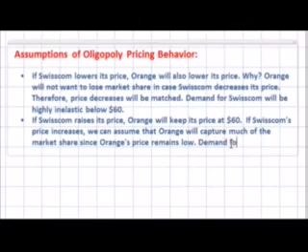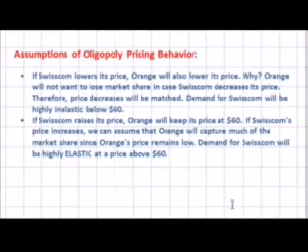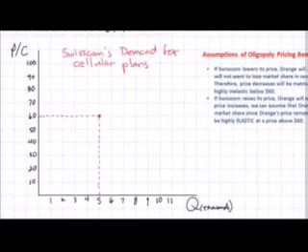So we can say the demand for Swisscom will be highly elastic at a price above $60. By elastic, we mean that a particular percentage increase in price above $60 will result in a much larger percentage decrease in the quantity demanded due to the fact that consumers will switch over to Orange in large numbers. So we've made a couple of important assumptions about the pricing behavior of oligopolistic firms. Price decreases will be matched, price increases will be ignored. With these assumptions in mind, we can derive a demand curve for Swisscom's cellular plans.